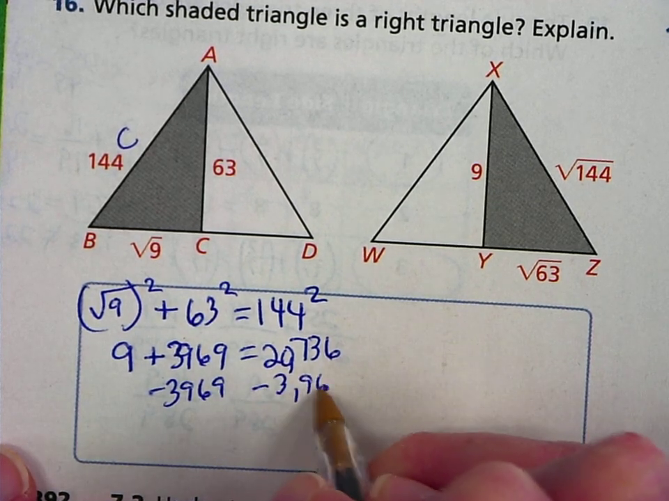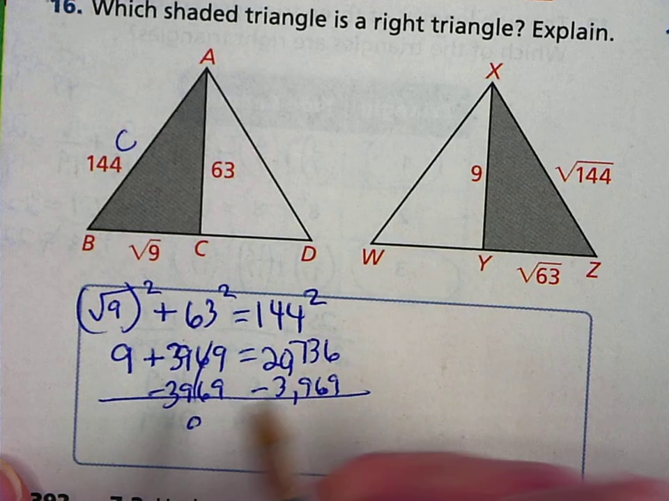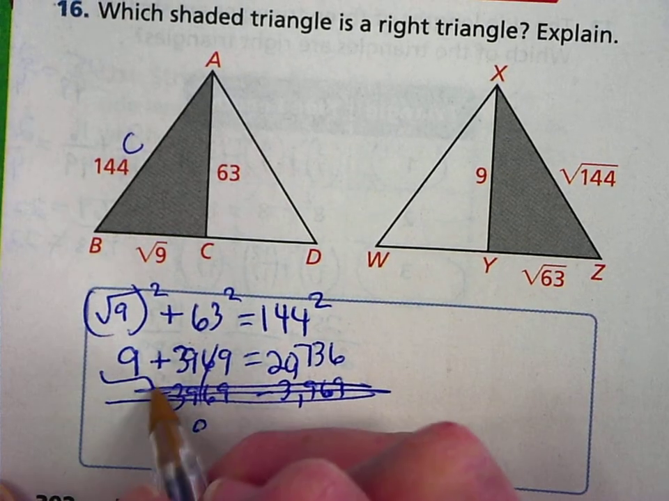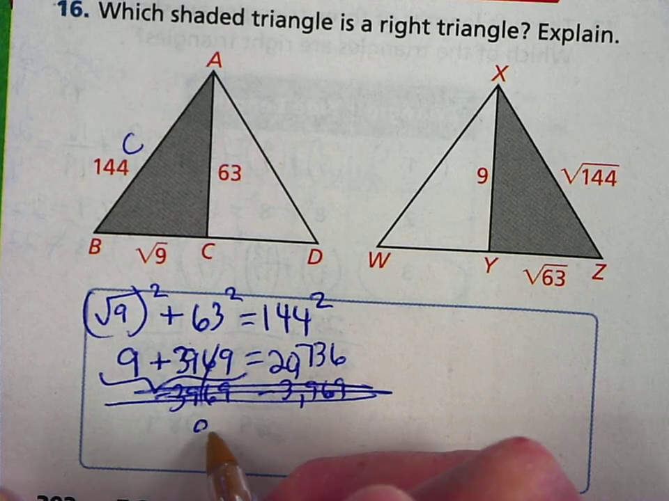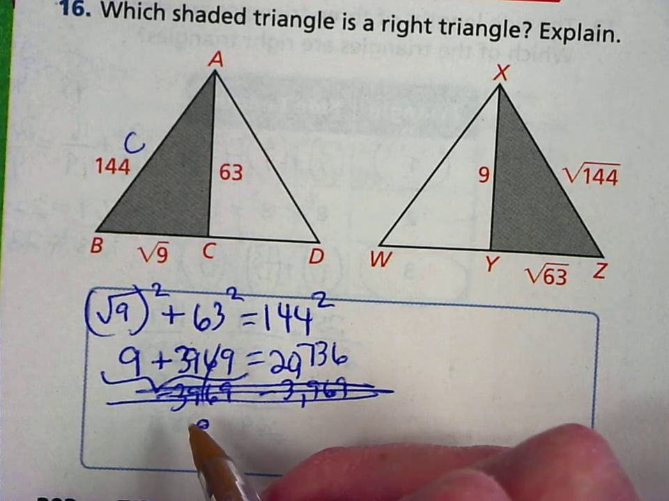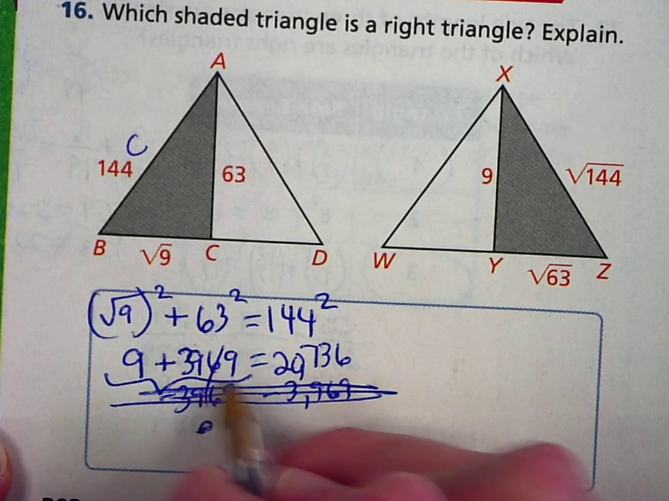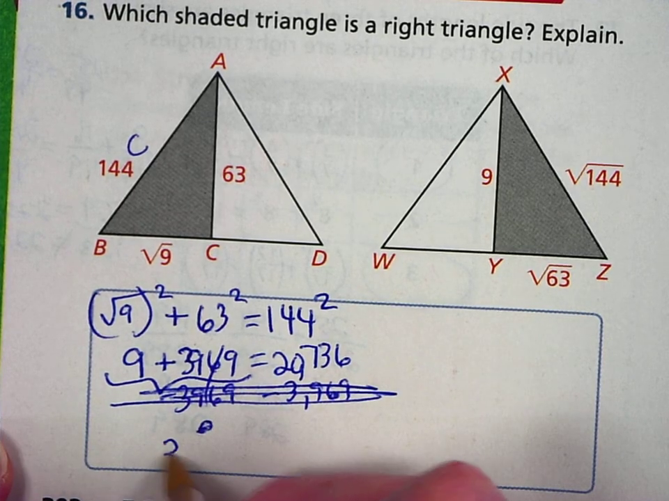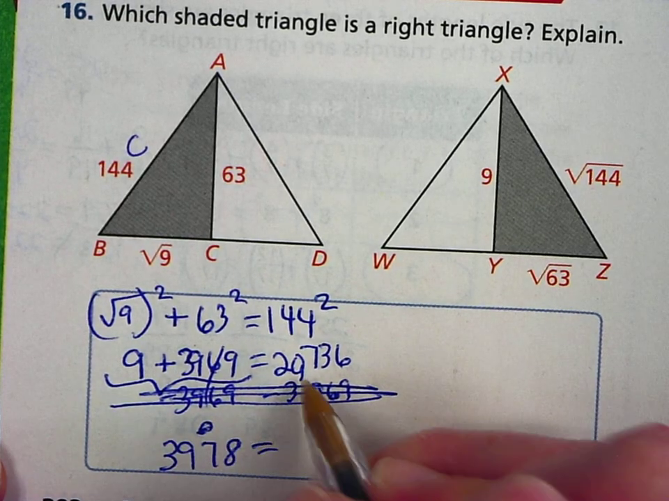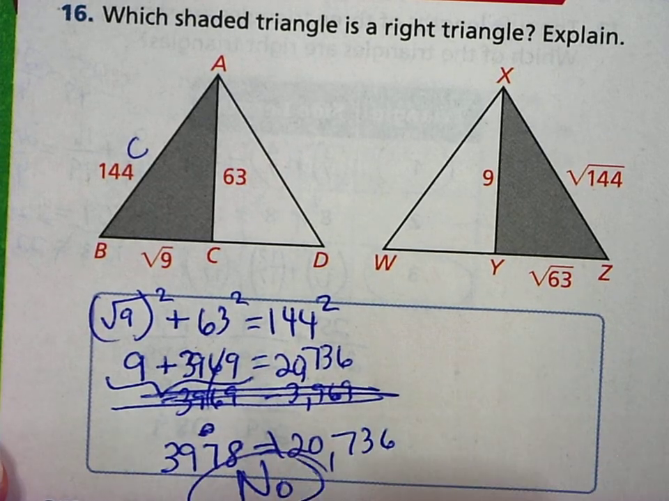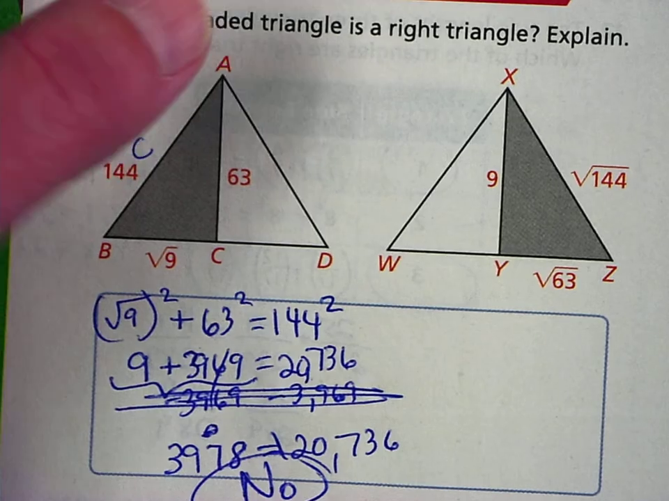So now because these are on opposite sides, we have to subtract to get them together on the same side. Oh no, I'm sorry, these are on the same side, so let's add these two together. 3,969 plus 9 is 3,978. That does not equal 20,736. So this is not the sides of a right triangle.